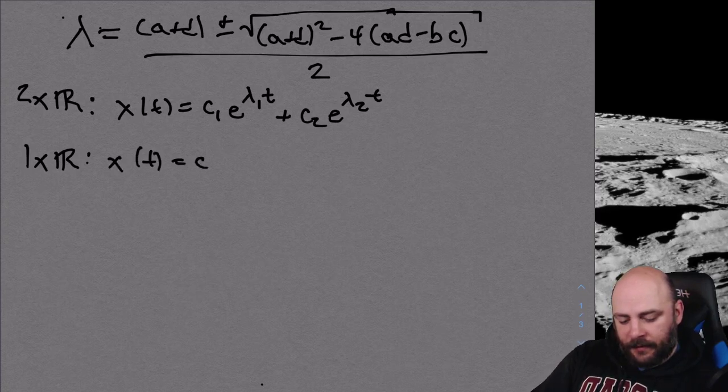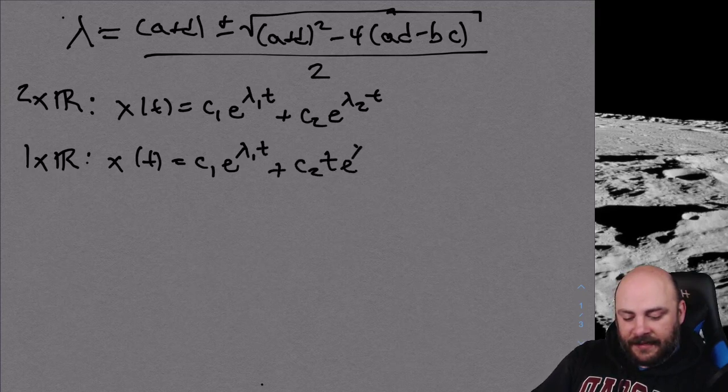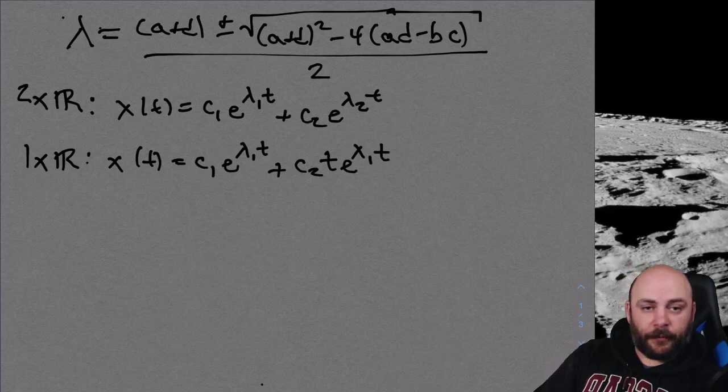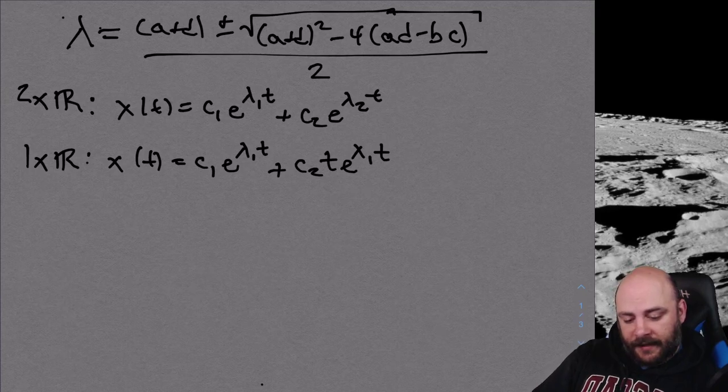And what we worked out is that it could be c1 e to the lambda 1 t plus c2 t e to the lambda 1 t. And again, here I wrote lambda 1 twice because lambda 1 equals lambda 2, because basically, in that case, everything under the square root there would have to be 0.